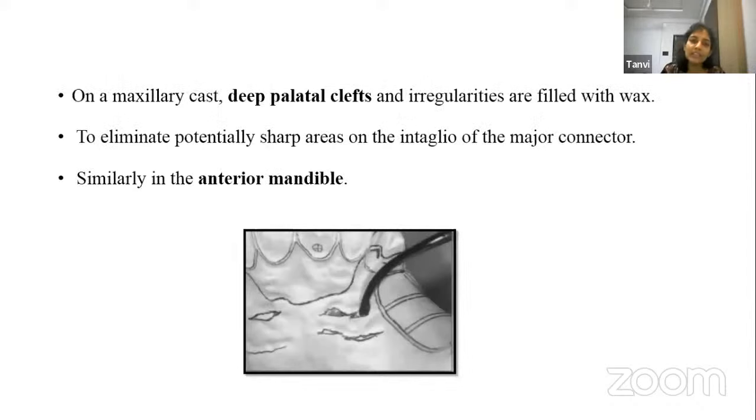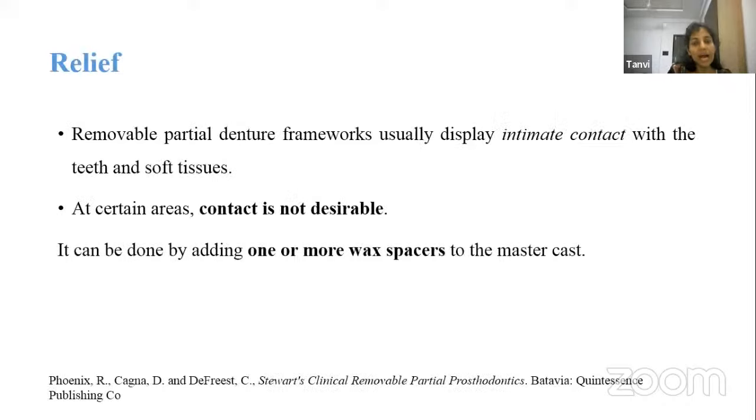Some arbitrary blockouts may be required on some areas like the deep palatal clefts, and on the internal surfaces of the major connector to eliminate sharp projections, and they may also be required in the anterior mandible as previously seen. After the blockout, the term which we come across next is relief.